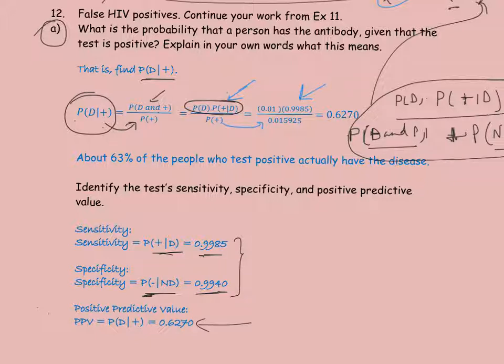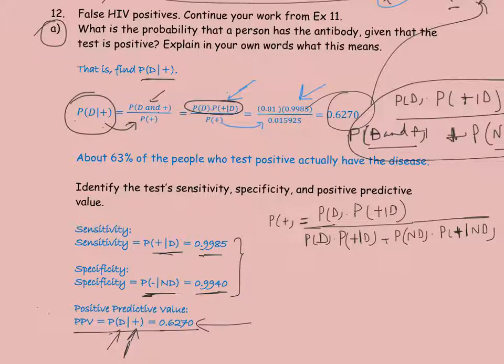And positive predictive value, notice this number. No matter how great the test is, look at the positive predictive value. Knowing that you've shown positive on a test, look at the probability that you actually have the disease. It's about 62%, which means there is still a chance, about 37% chance that you do not have the disease. So that would be the positive predictive value that we got from the last part.